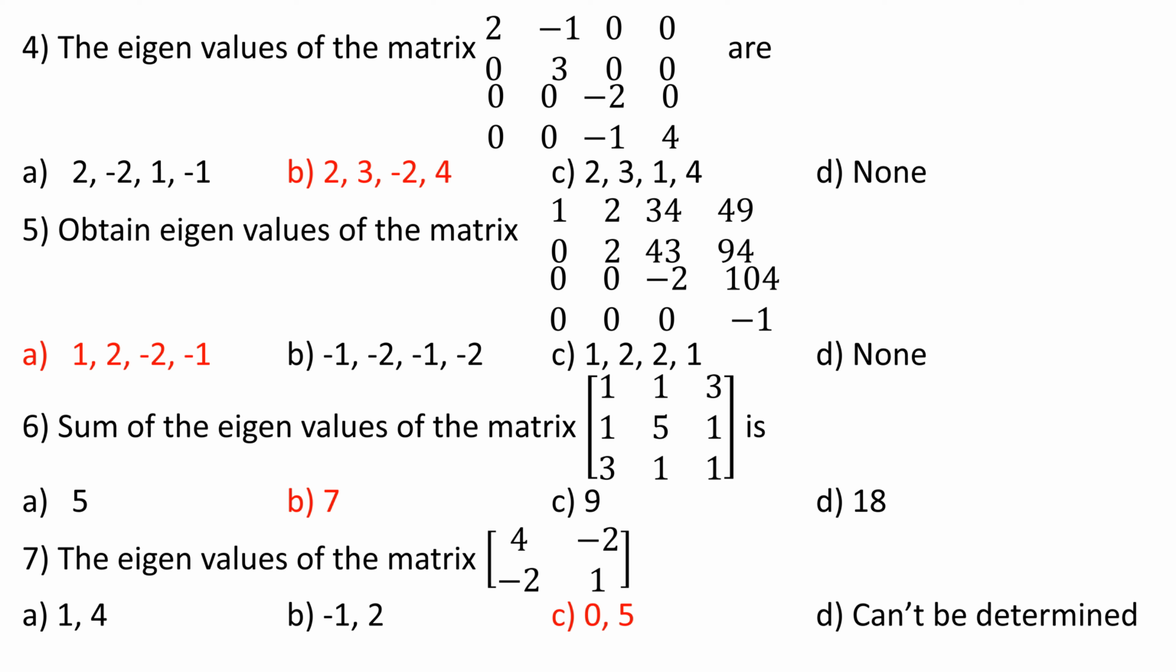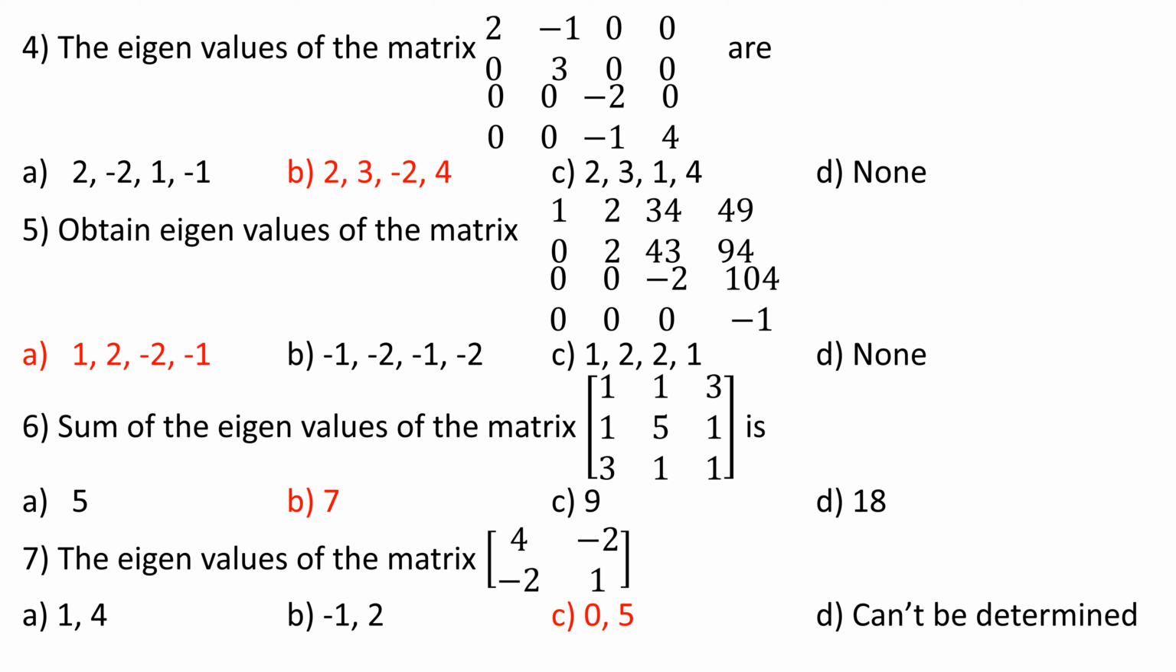Now look at question number 5. Obtain eigenvalues of the given 4 by 4 matrix: 1, 2, 34, 49, 0, 2, 43, 94, 0, 0, minus 2, 104, 0, 0, 0, minus 1. Clearly it is an upper triangular matrix. In the properties I have said clearly that in case of upper triangular, lower triangular, scalar matrix or diagonal matrix, directly the leading diagonal elements are the eigenvalues of the matrix. So here directly 1, 2, minus 2, minus 1 are the eigenvalues.